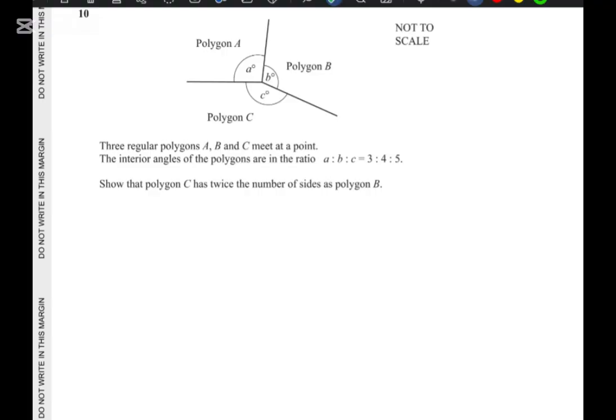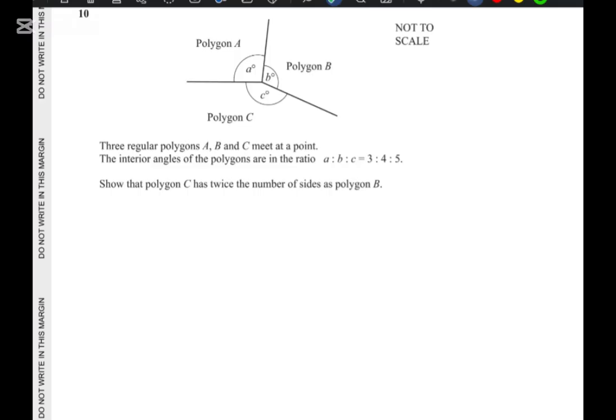Question number 10. Three regular polygons A, B and C meet at a point. The interior angles of the polygons are in the ratio A is to B is to C, 3 is to 4 is to 5. Show that polygon C has twice the number of sides as polygon B. So here nothing is given, the ratio is only given, but they are given that these three polygons are regular polygons. So that means the interior angles of the polygons are given to us.